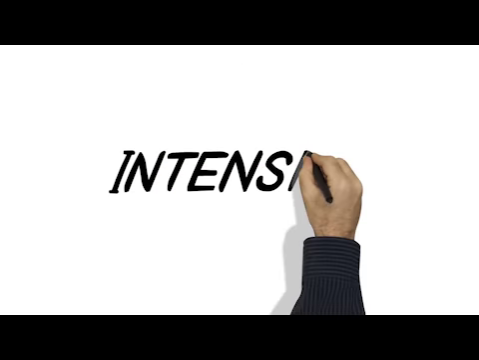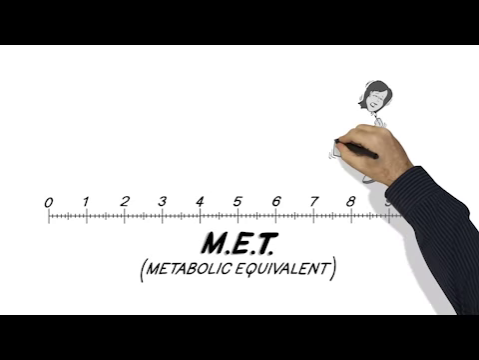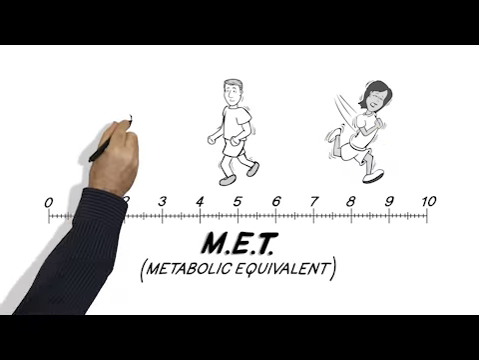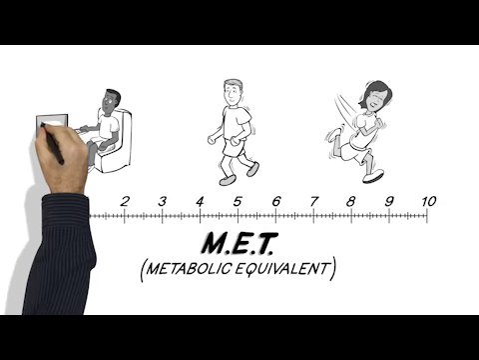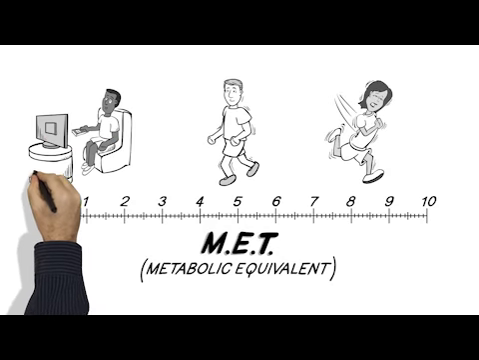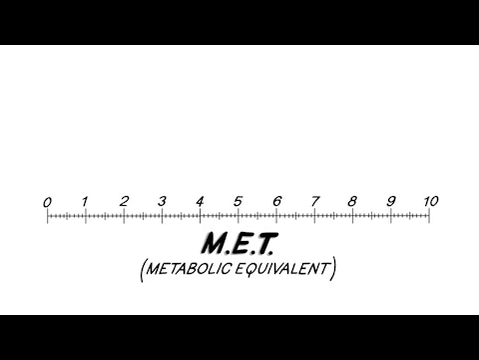So how do we measure intensity? Well, we use something called a MET. So that's a metabolic equivalent. So at the high end, running might be an 8, jogging a 5, and at the bottom would be resting or watching TV, which would be anything less than 1.5.